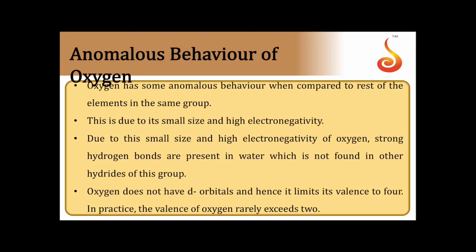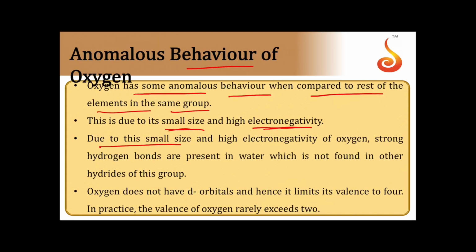Then anomalous behavior of oxygen. Oxygen has some anomalous behavior when compared to the rest of the elements in the same group. This is due to its small size and high electronegativity. So oxygen has a smaller size and high electronegativity values. Because of these two, it has different properties.